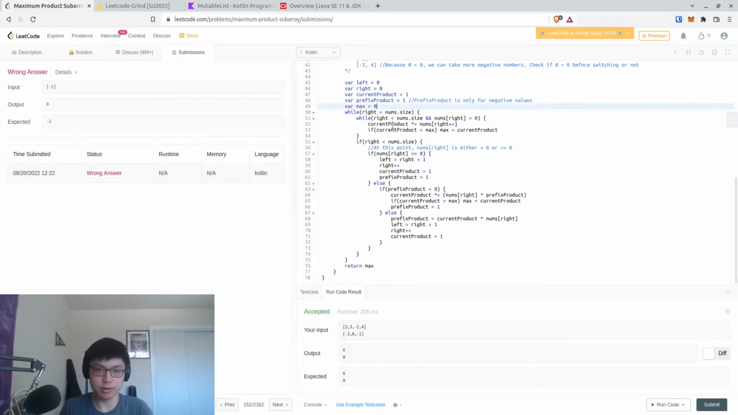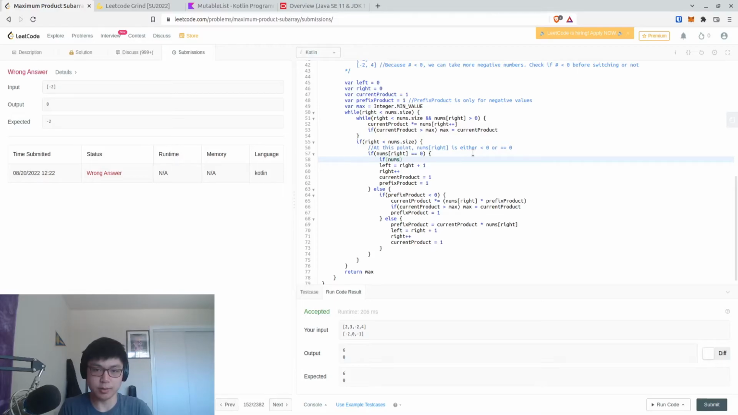We can do integer min value. If nums at right is equal, or if max is less than 0, max is equal to 0.